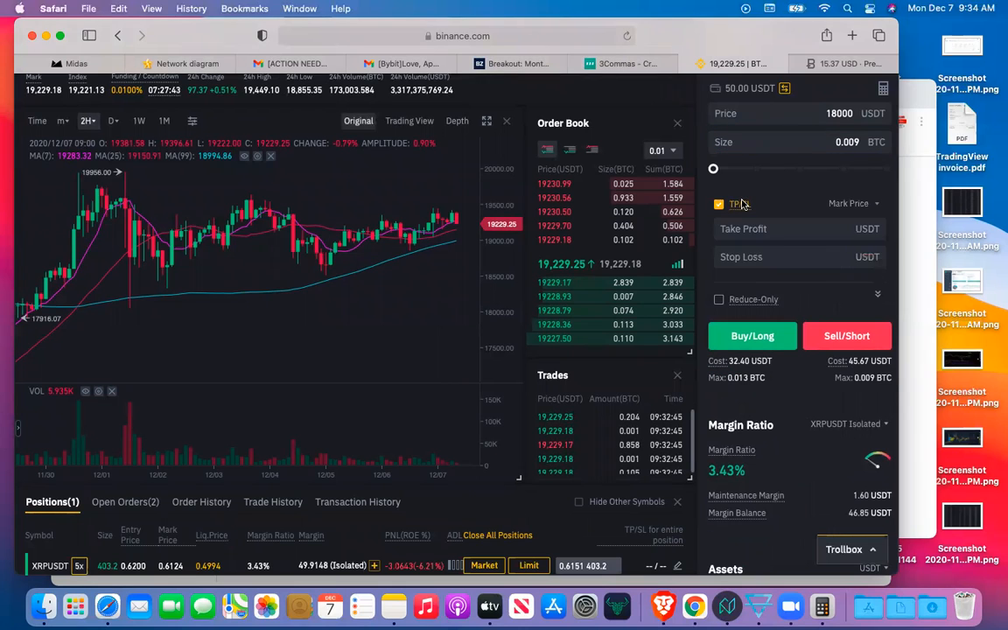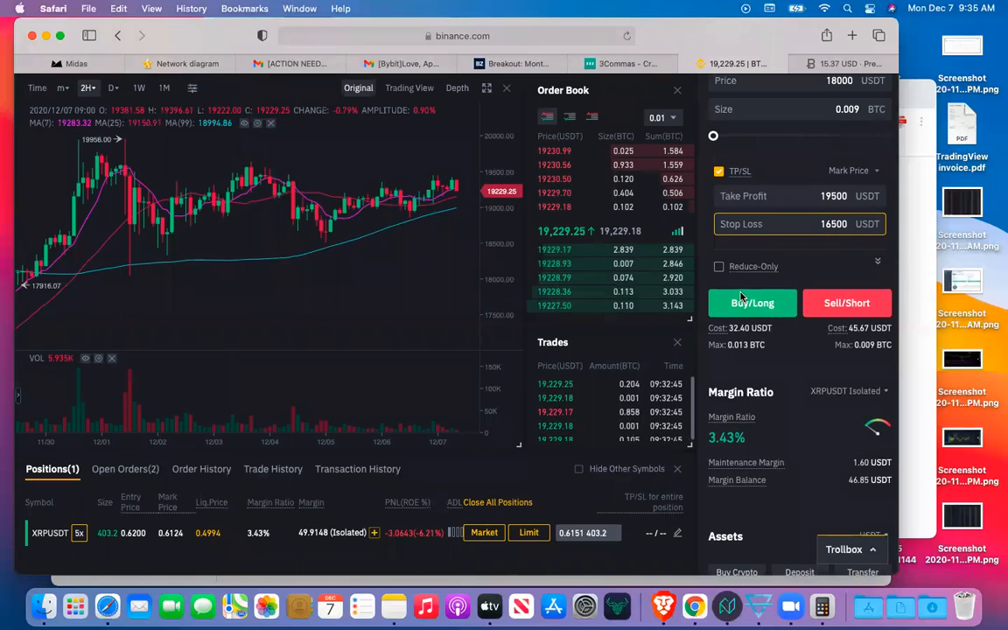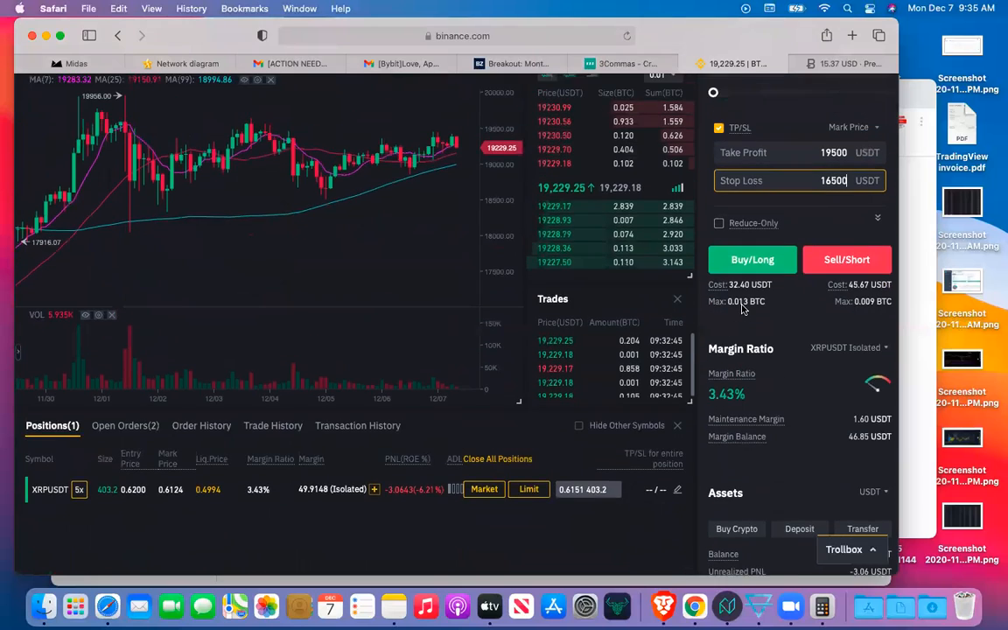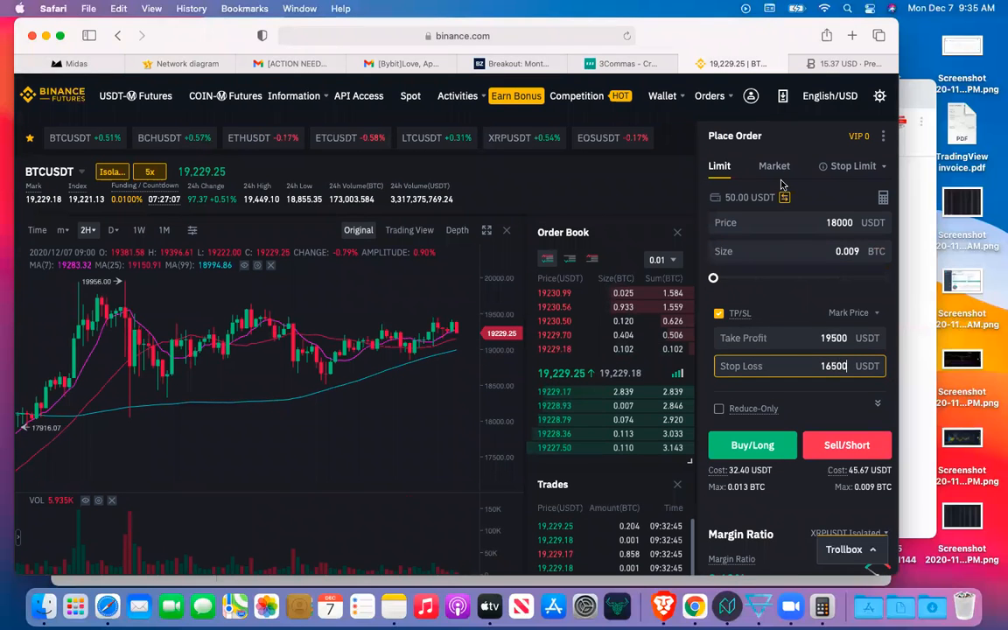Now you can open profit and loss, right? You can set profit and loss. So take profit when the price goes back to like 19,500. Okay, stop loss, maybe 16,500. Okay, so I've done all of these. So I want to go long. So if I do that now, see what's going to happen. Use limits, because you determine what price you want to enter the trade. Then I click on long.